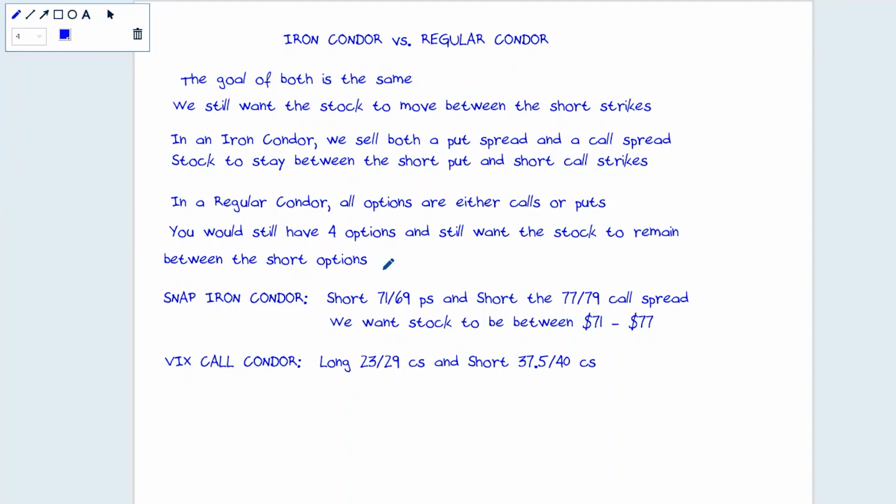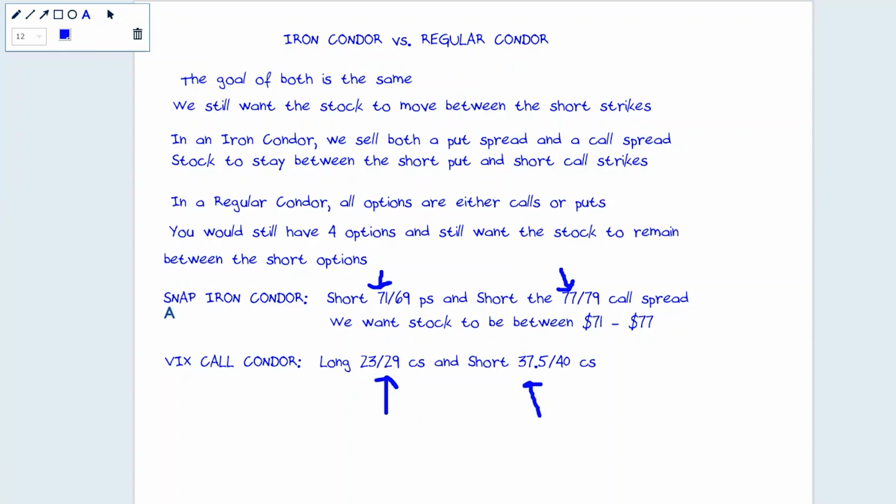What are the middle strikes there? The middle strikes are the 71 and the 77. Those are the inside strikes. Well, it's really the same thing on this call condor, because our short strikes are the middle strikes, the 29 and the 37.5.